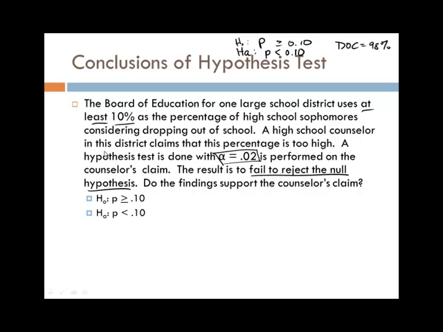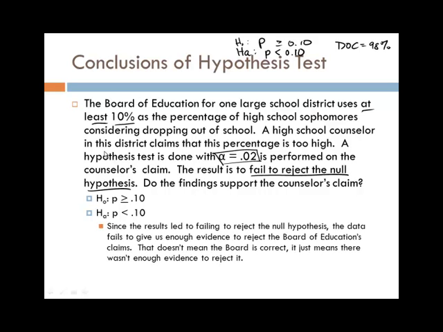There's the null and the alternative. And here we say that there's not enough evidence to reject the Board of Education's claims. In other words, not enough evidence to reject. So failing to reject is sort of a, once again, the defendant is set free, but it doesn't mean that they're innocent, right? So the answer to the question is the counselor's claim is not supported. Doesn't mean he's wrong. It's just there's not enough evidence at this point to support the idea that the population proportion is less than 10%.